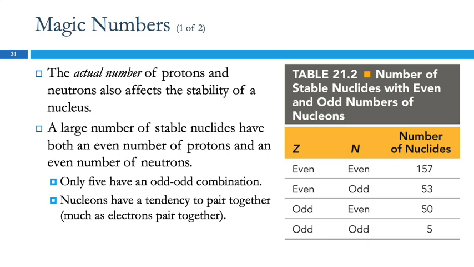And the kind of feeble explanation for this is, well, nucleons have a tendency to pair together, much like electrons do. So we talked about spin-paired electrons in their little orbitals. Well, it turns out that the nucleons do that as well. So you've got spin-paired protons, spin-paired neutrons. And so when you have even numbers, things are happier, I guess.